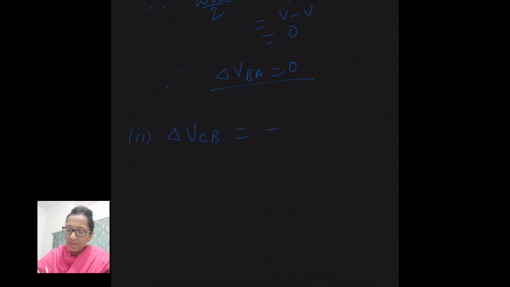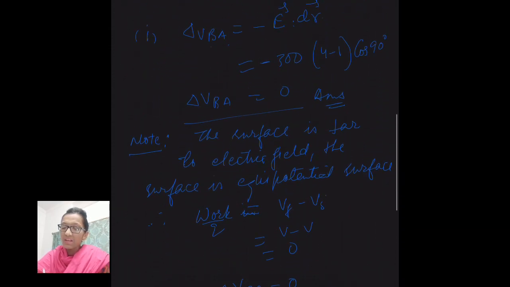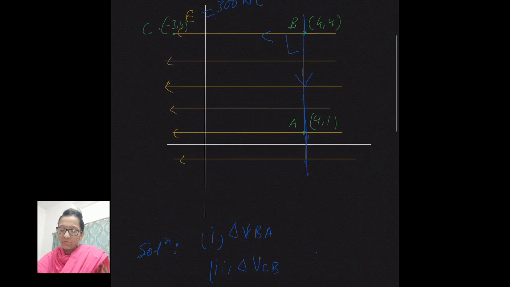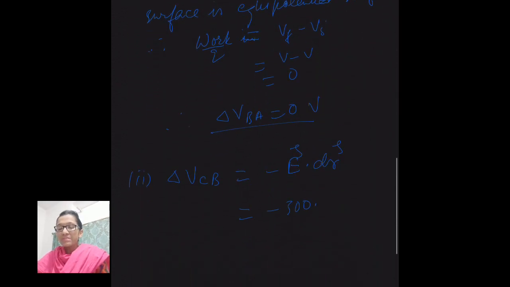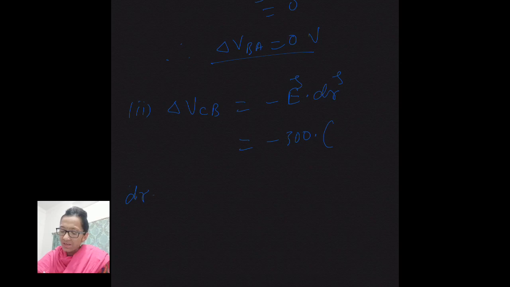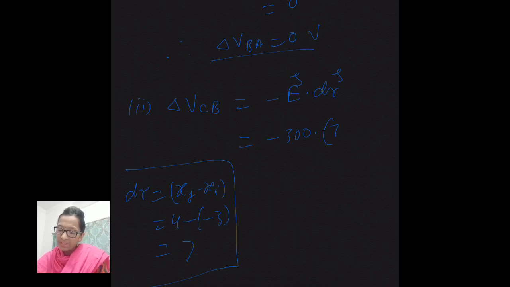Del VCB will be equal to minus electric field dot dr. Now the electric field is 300 in the SI system, and dr is from C to B. We are going from C to B, and this distance is on the x-axis, 4 minus 3. dr is equal to x final minus x initial on the x-axis, and this is 4 minus 3, which is equal to 7. So you will be using this into 7.